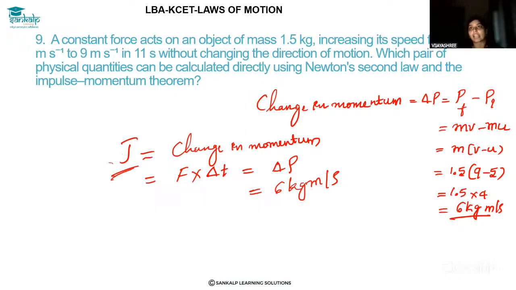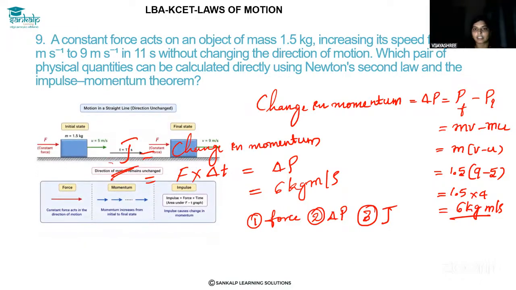So what all did we calculate? We calculated force, change in momentum, and impulse. So what are the quantities we have calculated till now? Look here: one, force; second, delta p, change in momentum; third, impulse J. So we have calculated these. So what is the right answer here?